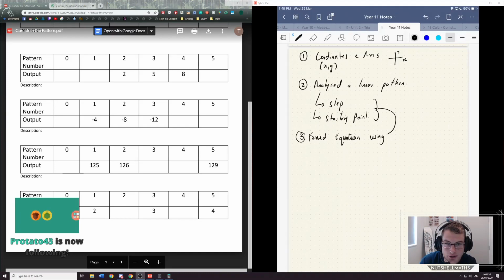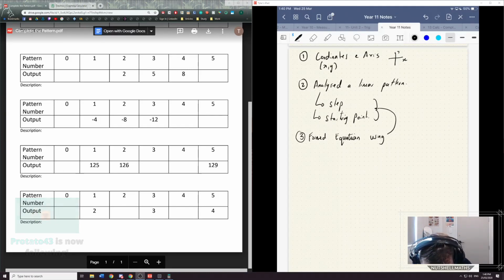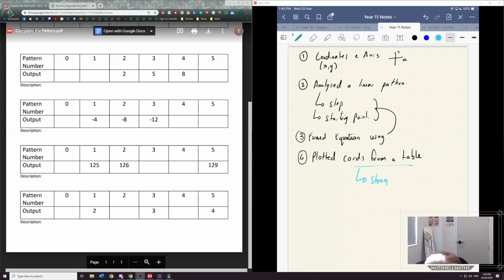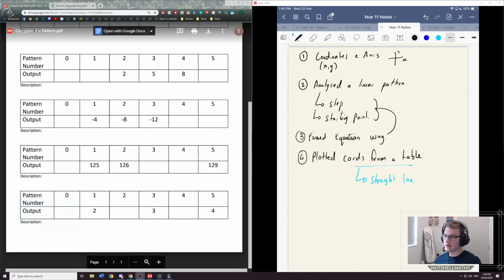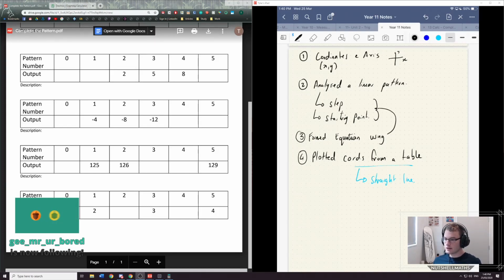We formed an equation using this, and the last thing we did, we plotted coordinates from a table, and it formed a straight line. Okay. So far so good, right? That's probably enough for now.